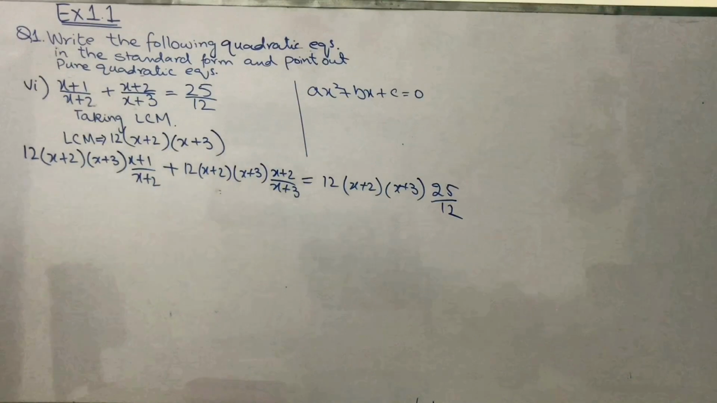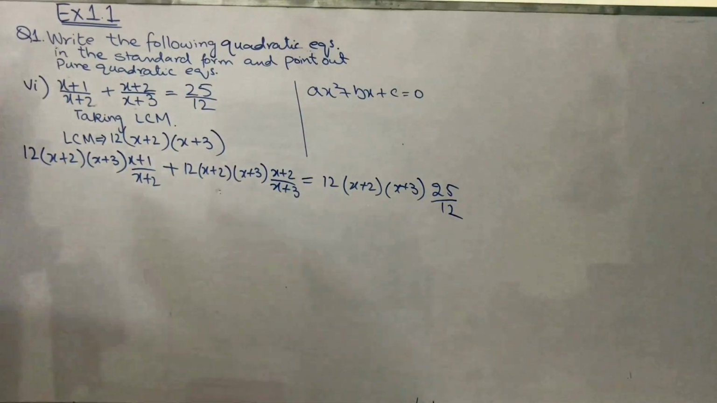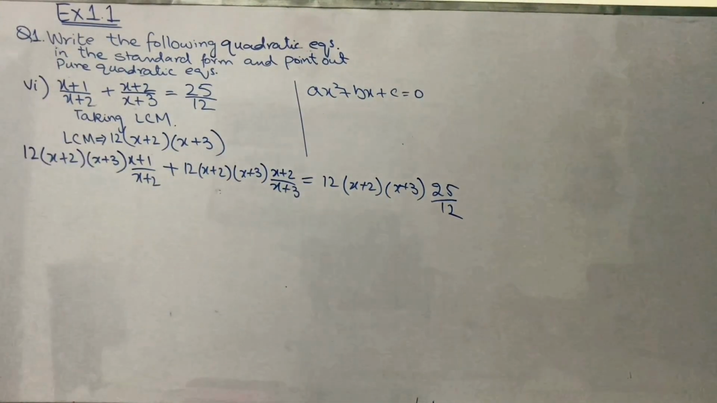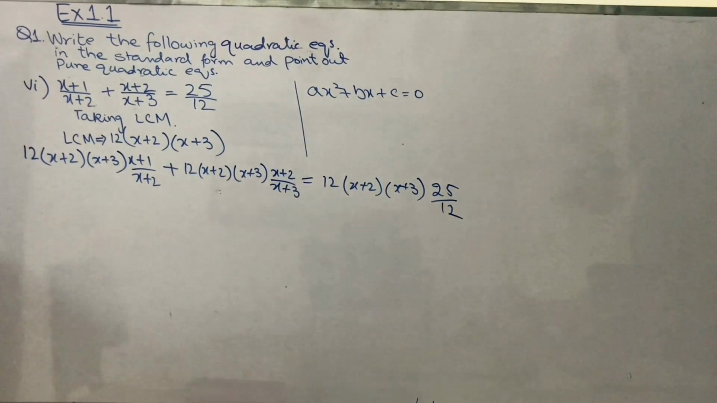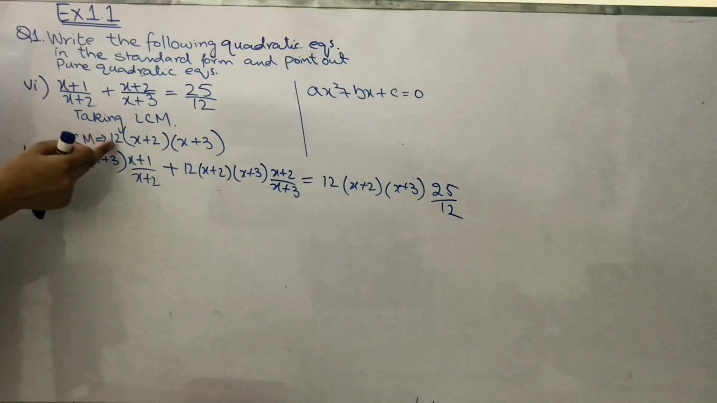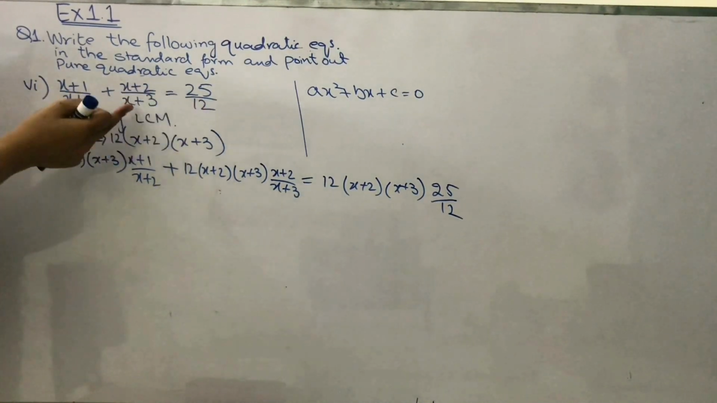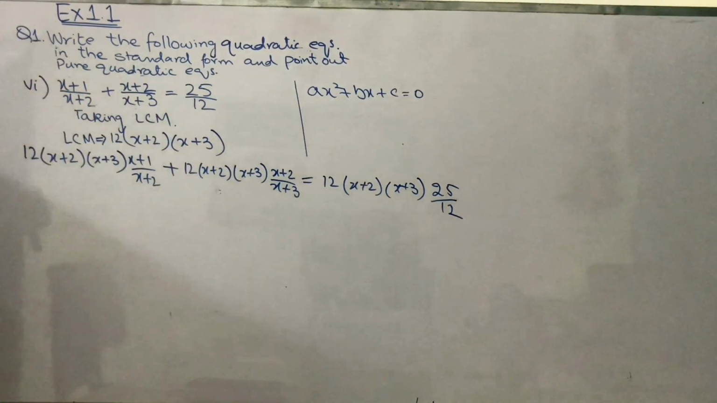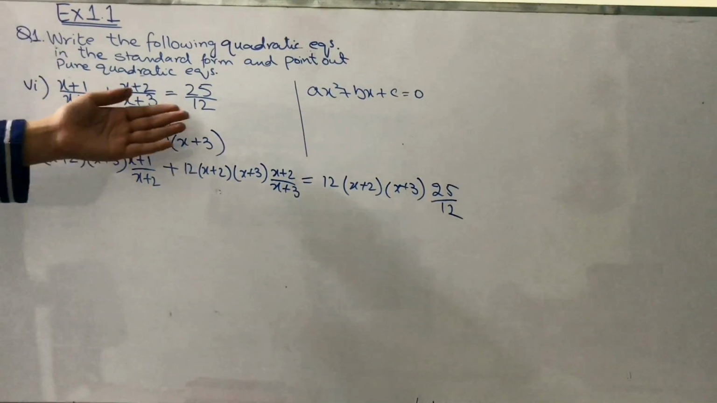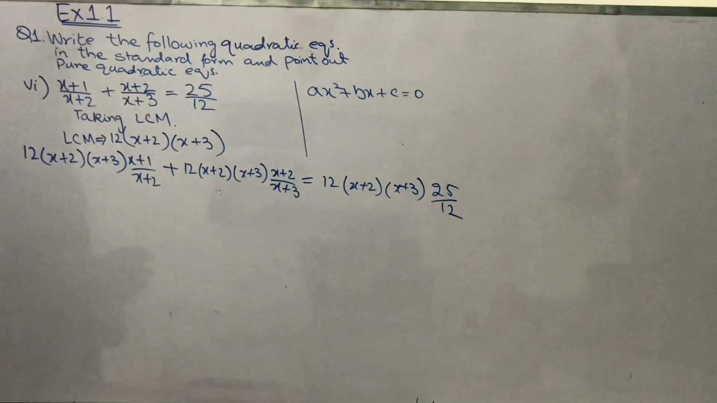I'm going to repeat it till here if you have any problem. First step, we are taking the LCM. Why are we taking the LCM? To convert the fraction into simple form, right? So the LCM is 12 into x plus 2 into x plus 3, because none of them is a factor of another, so all three together make the LCM.